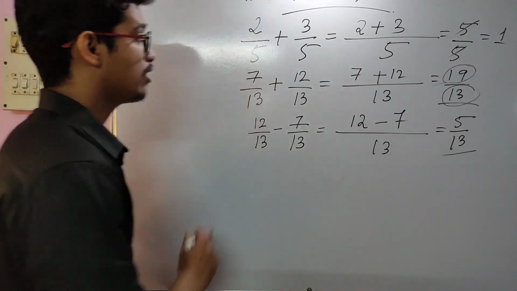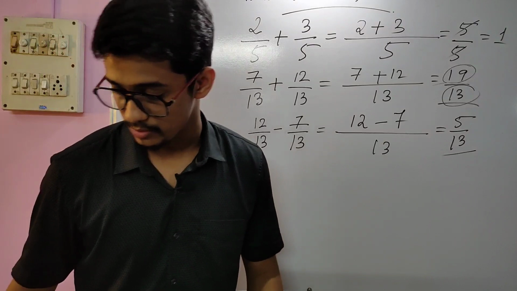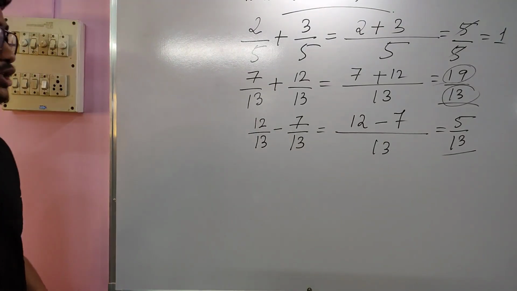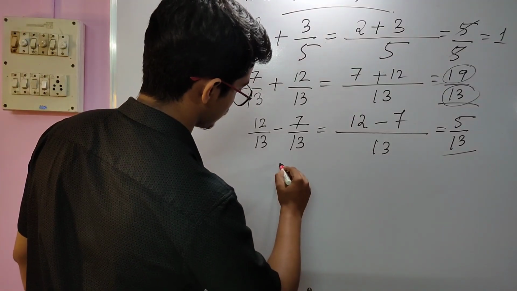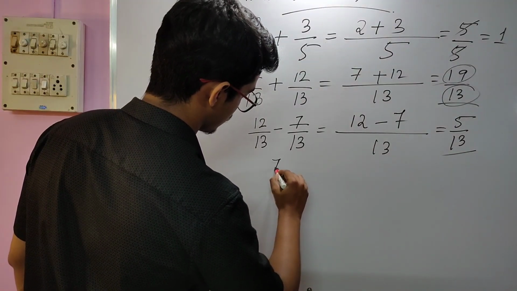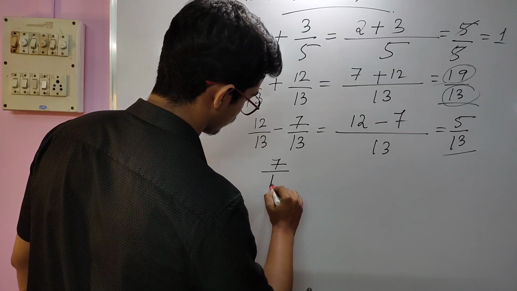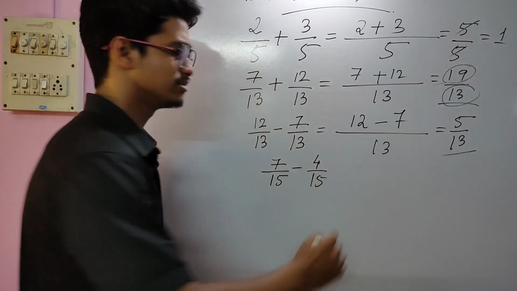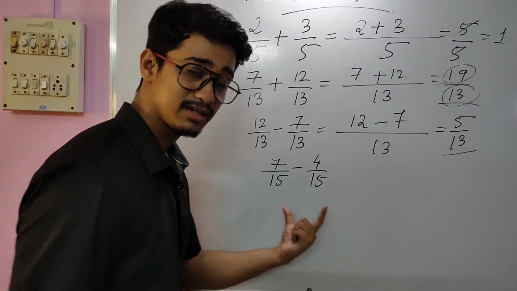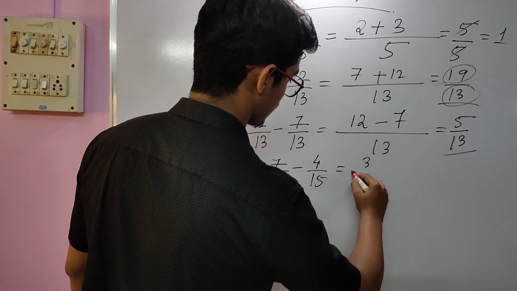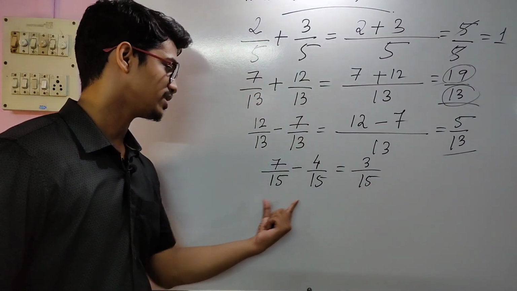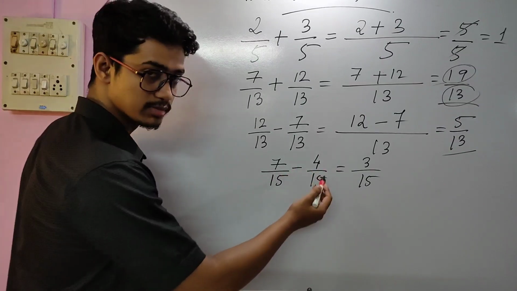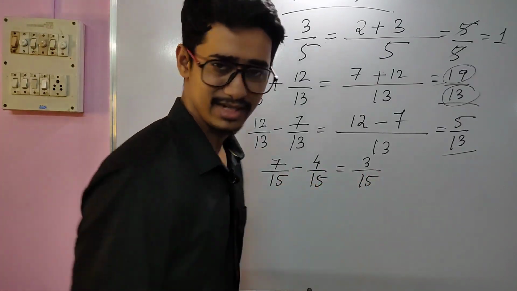All right, so now let me give you one more example for same denominators. Let's say 7 by 15 minus 4 by 15. What is the result? Just directly tell me what is the result over here. That is 3 by 15, because 15 and 15 both are same. We just simply minus these two numbers. So what is 7 minus 4? That is 3 by 15.